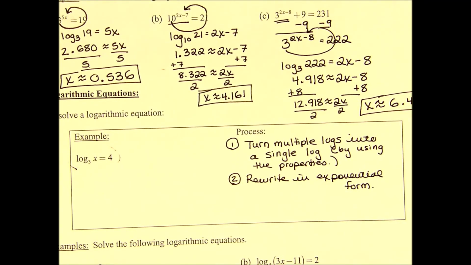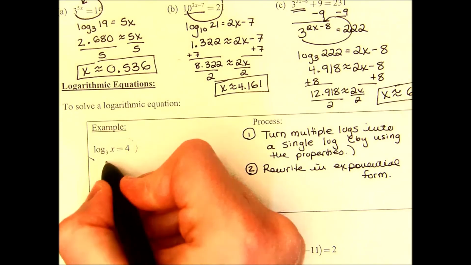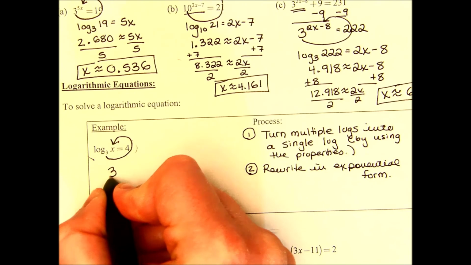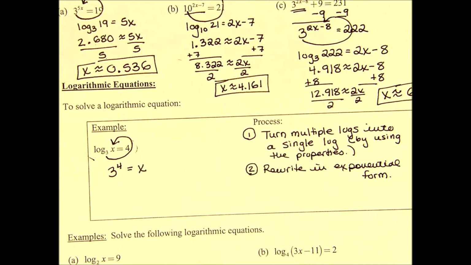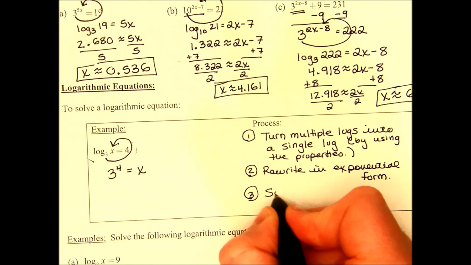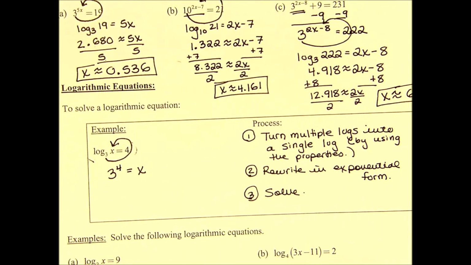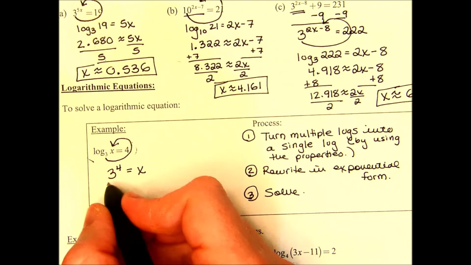Log base 3 of x equals 4. Well, I can rewrite this as 3 raised to the 4th equals x. Step number 3: just going to finish that off and evaluate and do any solving if I needed to. 3 to the 4th, that's nothing fancy. That's just 3 times 3 times 3 times 3. That's just 81.